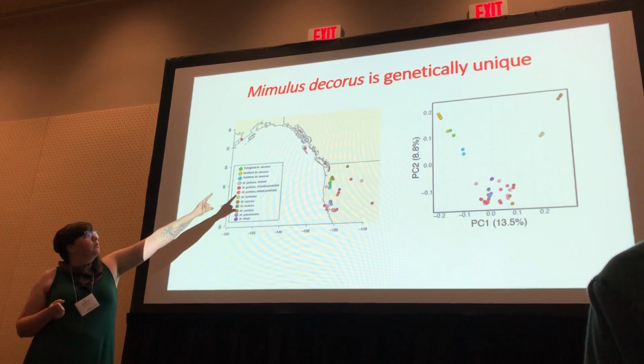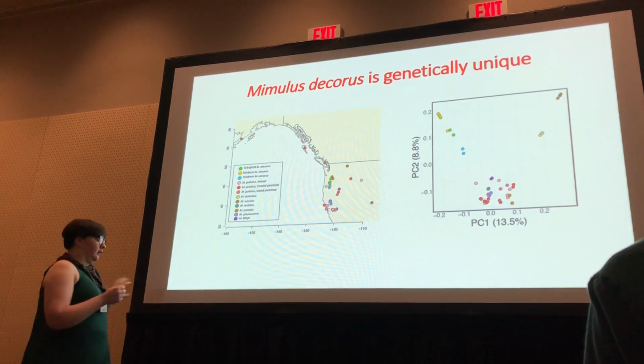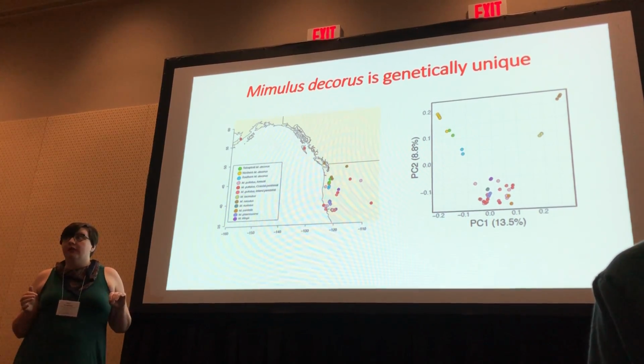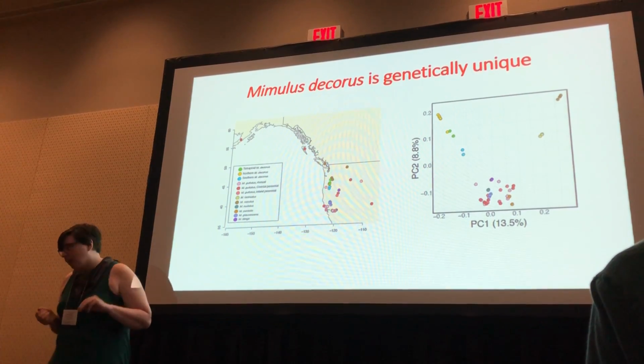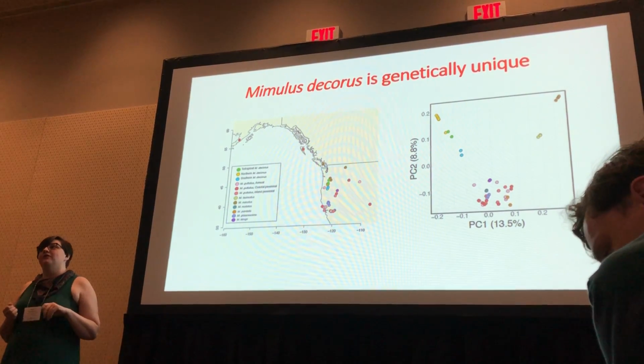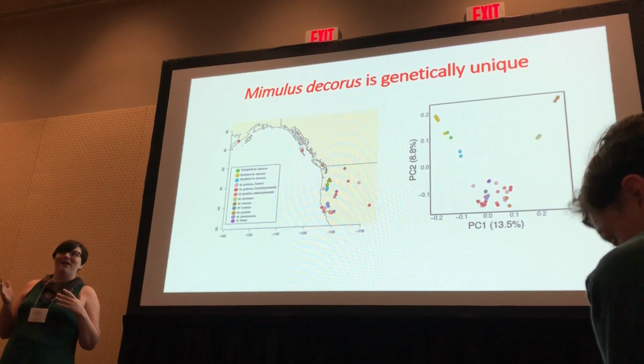But our decorus is that weird spread way up in the left-hand corner. And so it's quite divergent from guttatus in this PC space. And you'll see that I've colored it in 3 different ways. So in the process of this study, we found that decorus is actually this polyploid complex.